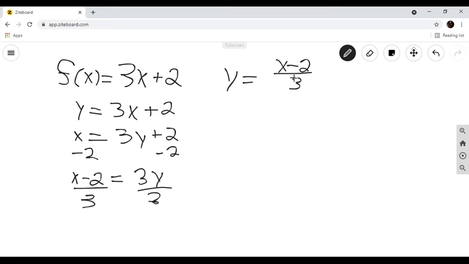And then we can change this back to a function by changing y into f of x. But remember, this is the inverse function, so we're going to call this f to the negative 1 of x. Again, this is the inverse of f.